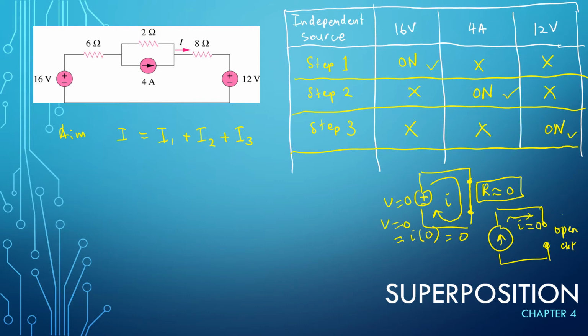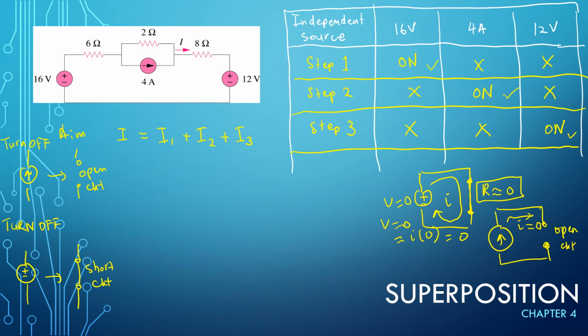So in order to turn off a current source, you can replace a current source with an open circuit. Okay, you can replace a current source with an open circuit. And to turn off a voltage source, what you can do is replace this voltage source with a shorted path, a short circuit.